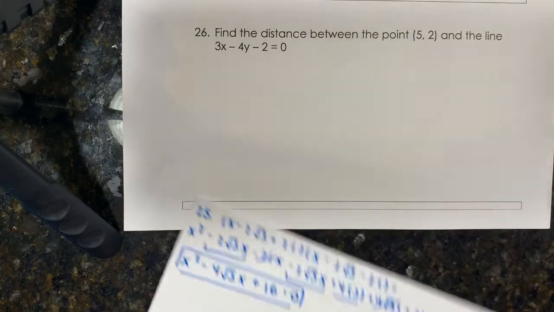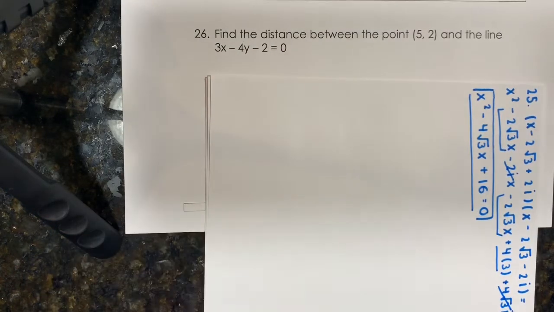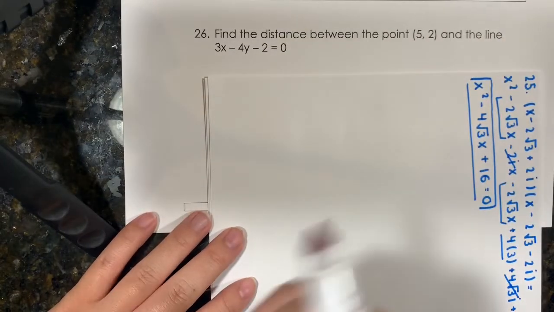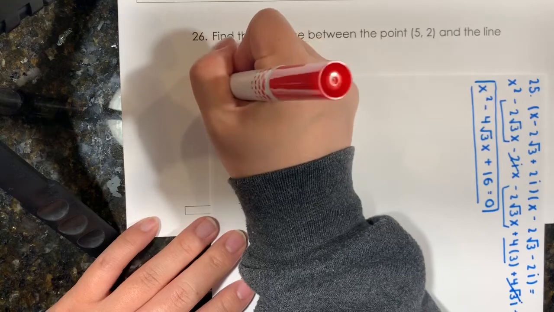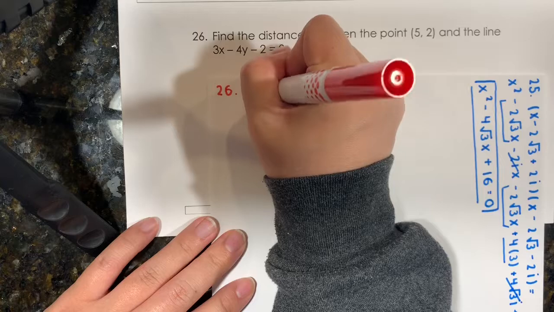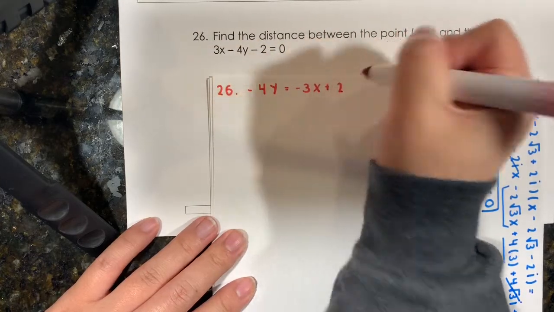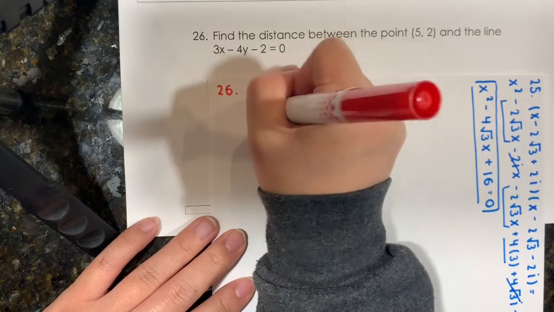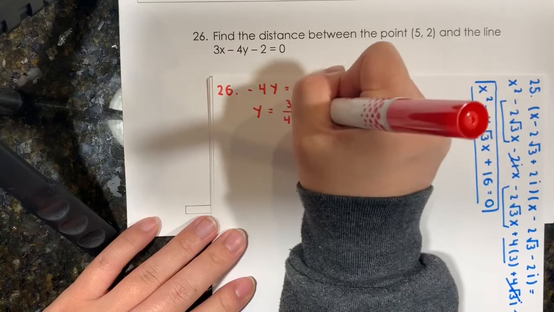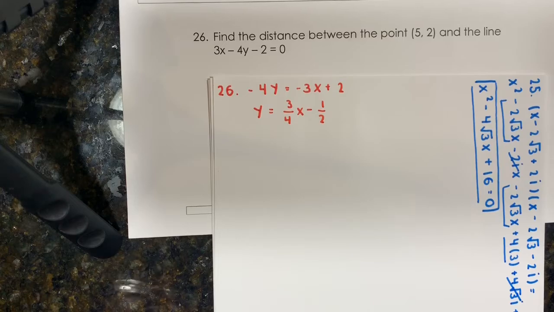Now for number 26, another one where we're going to need a lot of space. We're going to start by solving our equation 3x minus 4y minus 2 for y, because we need to know the distance between a point and a line. So it'd be negative 4y equals negative 3x plus 2. When you divide everything by negative 4, you're going to get 3 over 4x minus 1 over 2. So that's going to be our original line.